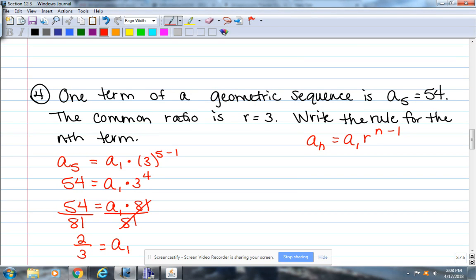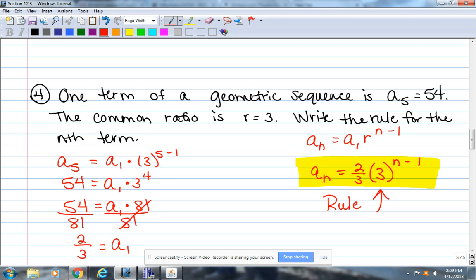So I know A1 now, and I also know my R. So I just leave my n's alone to write the rule. So A sub n equals 2/3 times 3 to the n minus 1, very good. There's my rule for that one. So if you don't know what the starting term is, you do whichever one they give you and you substitute. Okay. So any question about writing a rule?